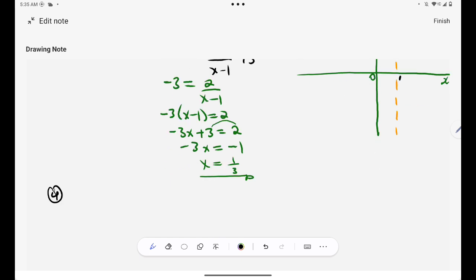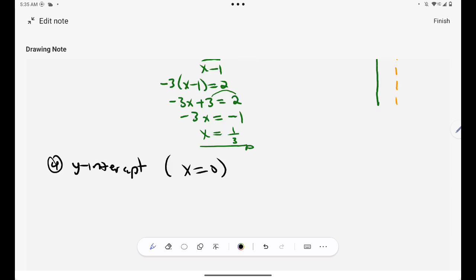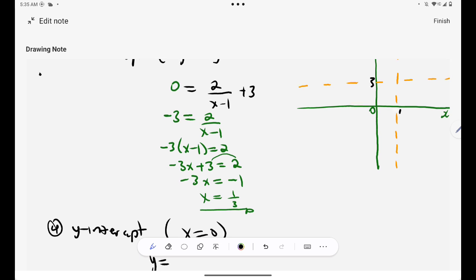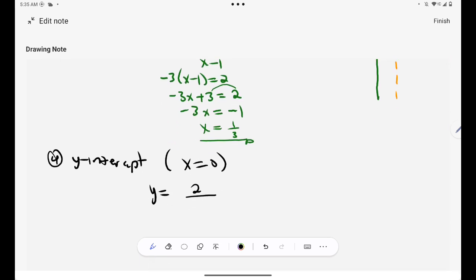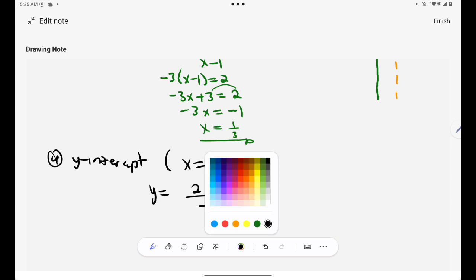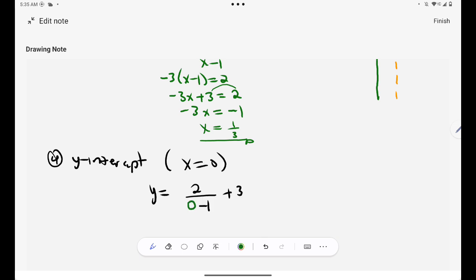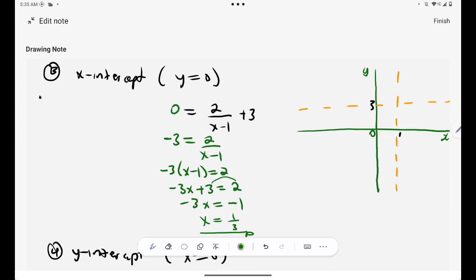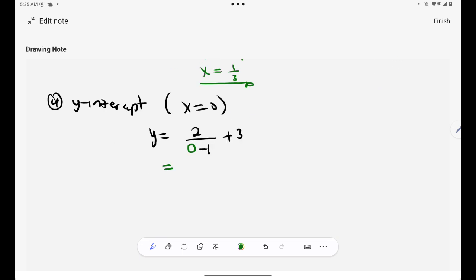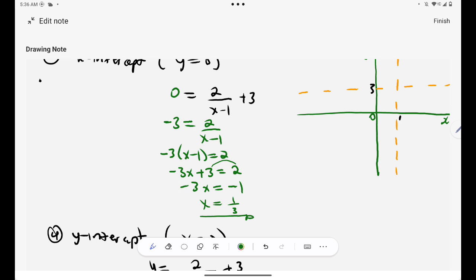Okay, and then number 4, I just need to find my y-intercept. I don't care what kind of a graph it is, I'll just make x 0 and then solve. y is equal to 2 over, this was my equation, right? Yeah, 2 over x minus 1. Okay, here I'll have a negative 2 plus 3, which is 1. So I know that my y-intercept will be at y is equal to 1.